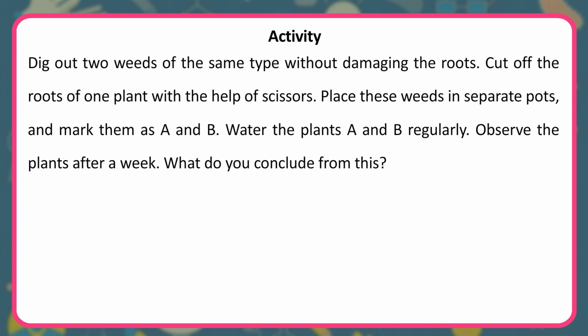Activity. Dig out 2 weeds of the same type without damaging the roots. Cut off the roots of one plant with the help of scissors. Place these weeds in separate pots, and mark them as A and B. Water the plants A and B regularly. Observe the plants after a week. What do you conclude from this?